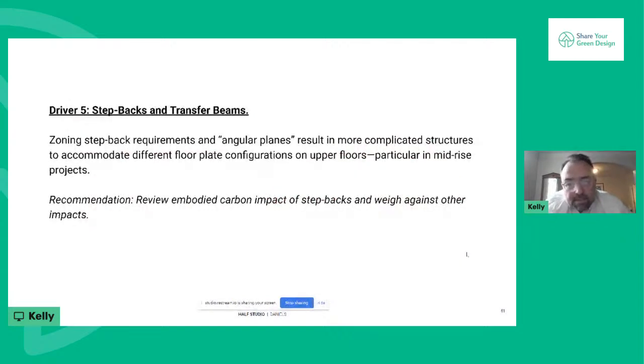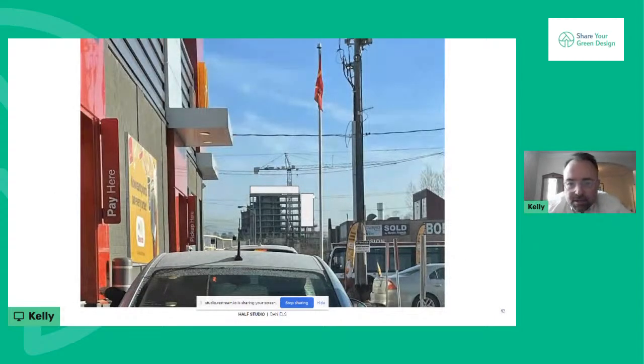And the fifth thing, and I think this is the angular plane, the Hugh Ferriss effect, is that zoning, step backs, requirements for angular plane, all the things that I think we did at the turn of last century to get light onto the street, have resulted in far more complicated structures above, and particularly for mid-rise projects. So the kind of wedding cake zoning that you'd see, this is worldwide, has undue impacts. And so there's a project here where I mapped out a bit of the stepping back and the additional columns that were happening in it just because of the setback laws.